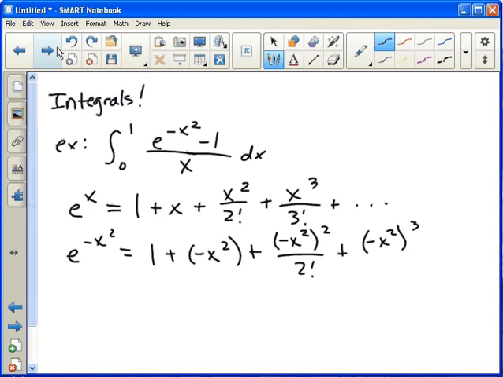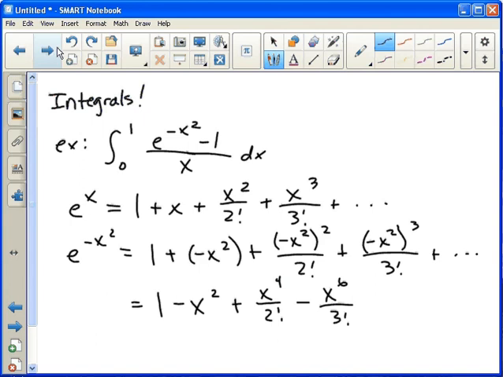And I'm going to go ahead and simplify that. So it'll become 1 minus x squared plus x to the 4th over 2 factorial minus x to the 6th over 3 factorial, and so on. Notice when I have odd exponents such as 1 or 3, it keeps the negative. When I have even exponents such as 2, it becomes positive, just like normal with positives and negatives. So that's my first step.